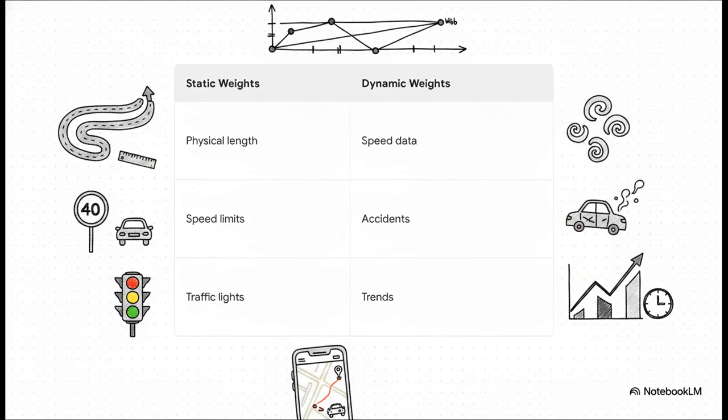Now that our board game is totally set up, the algorithm needs a way to figure out which path is the best. It does this by calculating the cost of travel. Mathematically speaking, edges are not all created equal. Each one gets assigned a cost, or a weight. Now, static weights are just fixed physical realities, stuff like road length, speed limits, or toll booths. But Google Maps' real magic, that lies in dynamic weights. The system is constantly tweaking the weight of a road on the fly based on crowdsourced speed data, real-time accidents, active construction, and even historical traffic trends for that exact time of day.